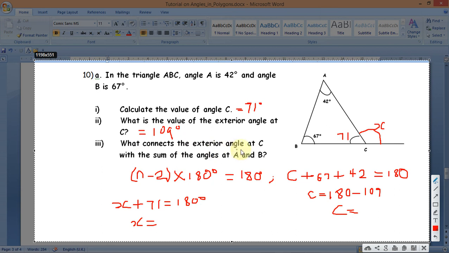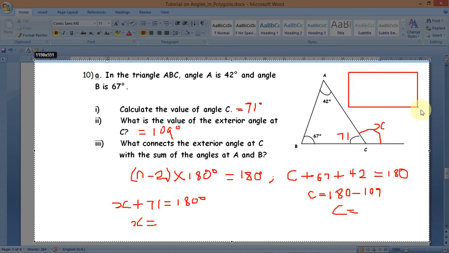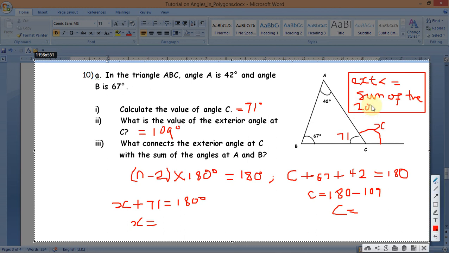What connects the exterior angle at C with the sum of the interior angles A and B? Yes, guys, don't forget this rule here. In the intercept theorem, there's a rule that says the exterior angle of a triangle equals the sum of the two opposite interior angles. So that rule is in the intercept theorem.